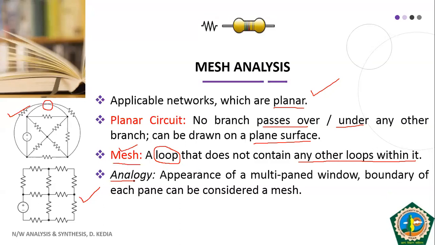We can also draw an analogy here. You must have seen windows in your house or in offices. Assume a multi-paned window, a window with many small panes. The boundary of each small pane can be considered as a mesh. In the next slide I'll show you the difference between a loop and a mesh. So let us move forward.